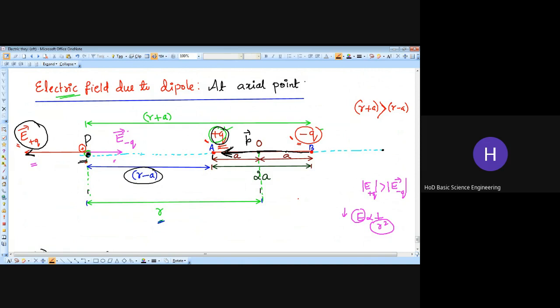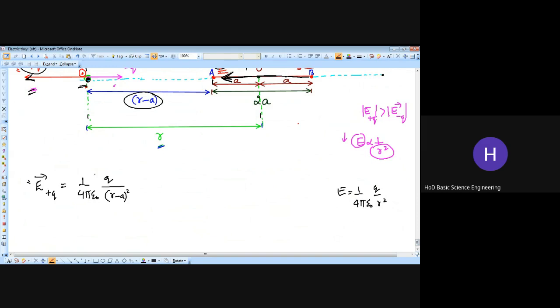Electric dipole moment is acting from right to left. Here E plus Q is also acting in the same direction. So I will write here 1 by 4 pi epsilon naught Q by (R minus A) whole square into P cap, where P cap represents the unit vector in the direction of electric dipole moment.